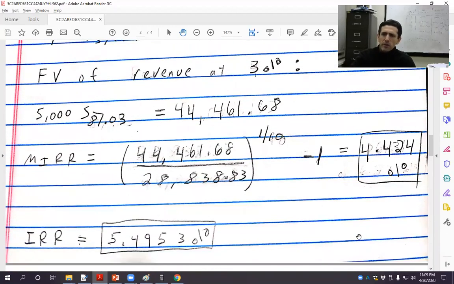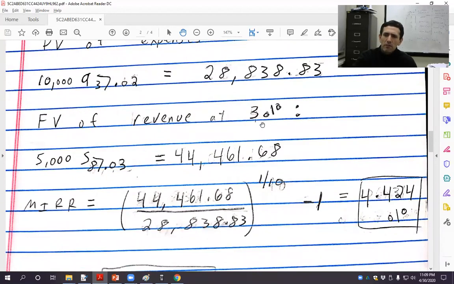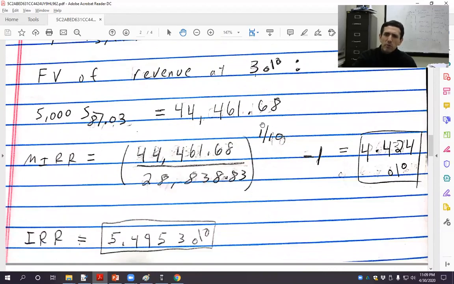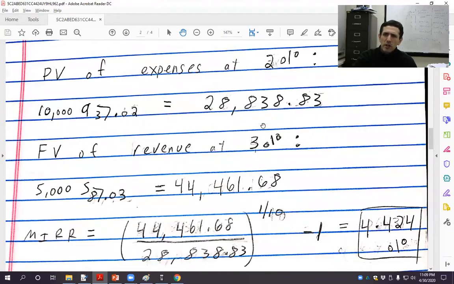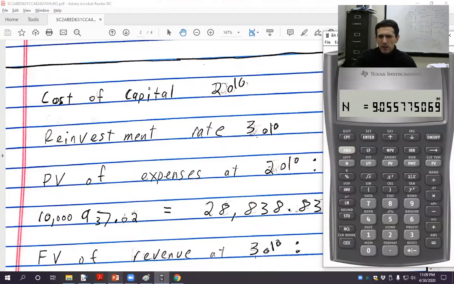Okay, on the other hand, your internal rate of return, like I said, is fairly close because these two rates are not that far off. And that is 5.4953%. I'll just go real quickly.